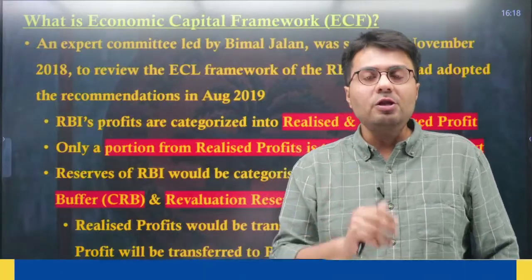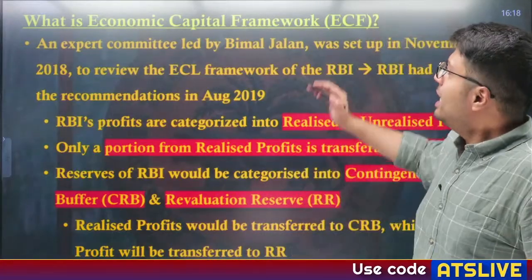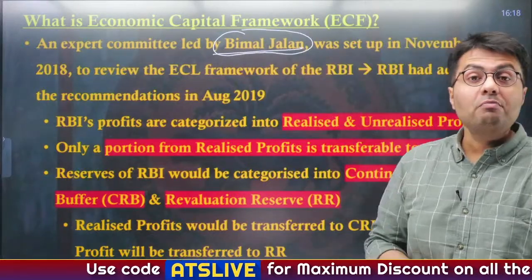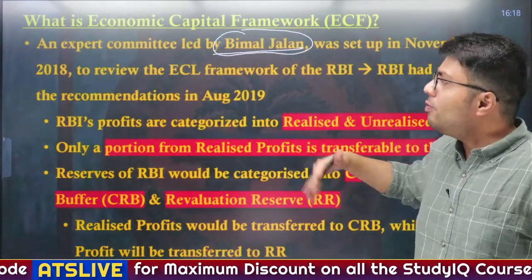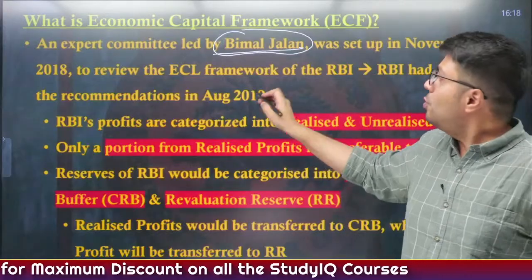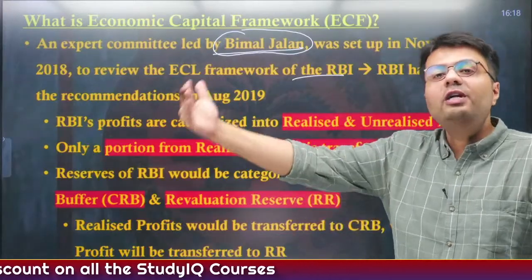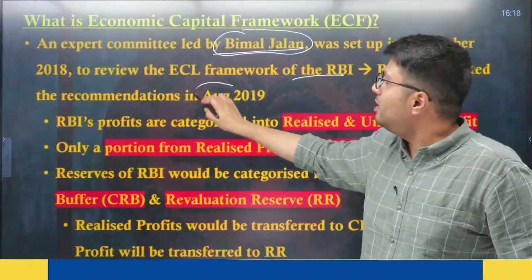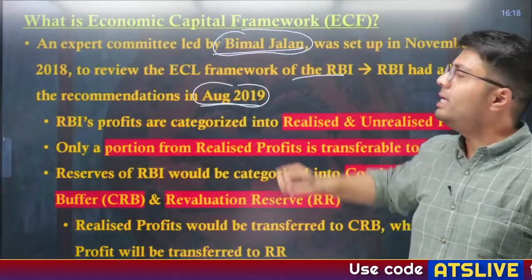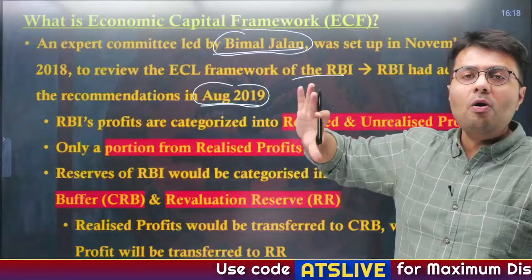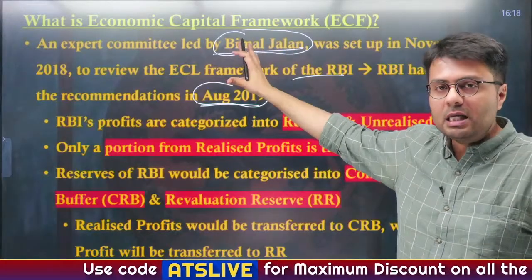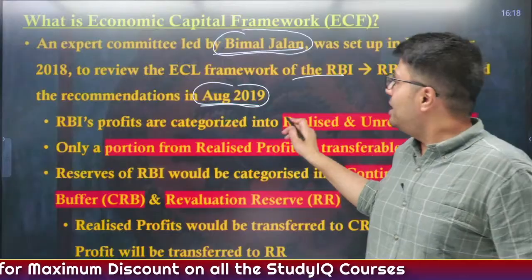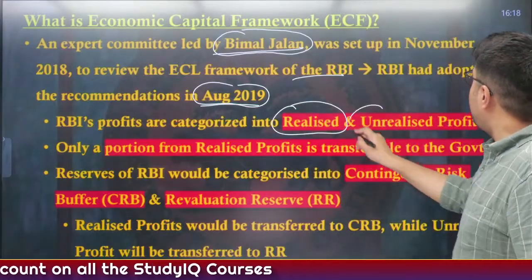Now to solve this dispute, RBI and the government created a committee under the chairmanship of former RBI governor Mr. Bimal Jalan, to decide the formula to fix the amount of dividend that should be given to the government. It submitted the report, and this was accepted by RBI in August 2019. So let us understand what the report of the Bimal Jalan committee was and how it was accepted by RBI. Now, RBI profit needs to be categorized into realized and unrealized profit.